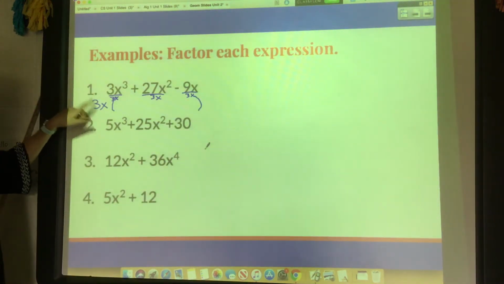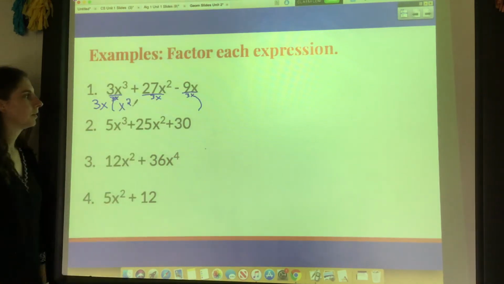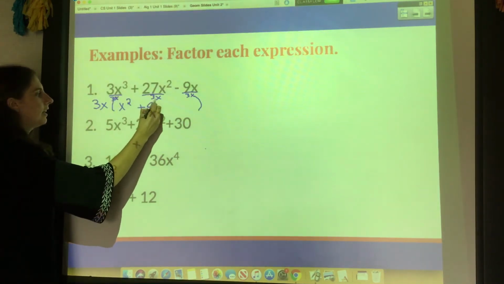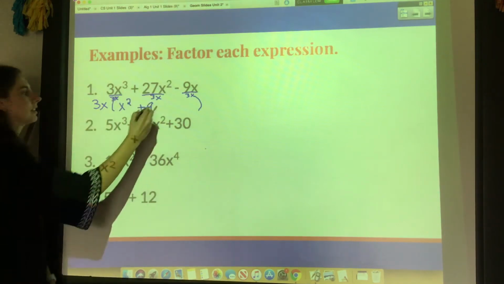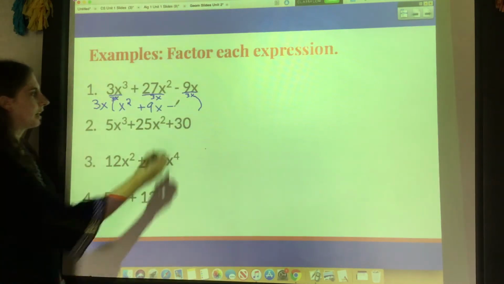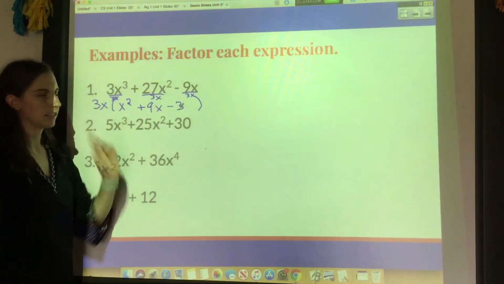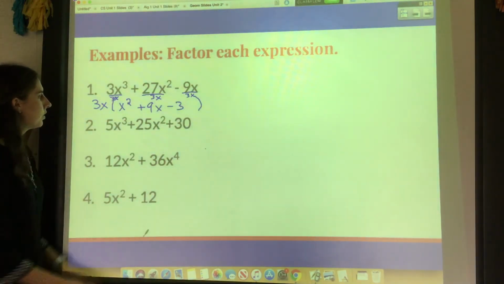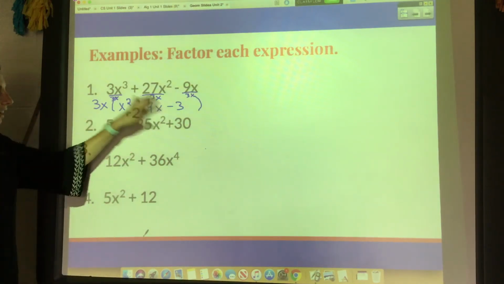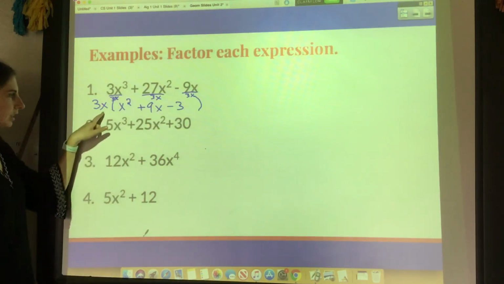Here I divided out the 3, and x cubed, take out an x, would be x squared. Here, 27 divided by the 3 is 9, and x squared divided by x is x. Finally, negative 9 divided by 3 is negative 3, and x divided by x is just a 1, so the x is gone. So this right here, this 3x, is my GCF, and this is what's left over after I factor out the GCF. This may continue to factor, but for now we're just going to stop there.